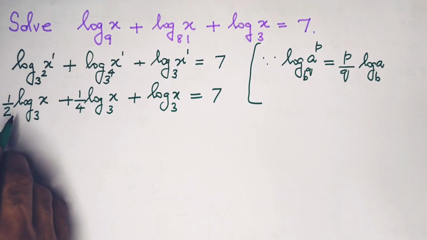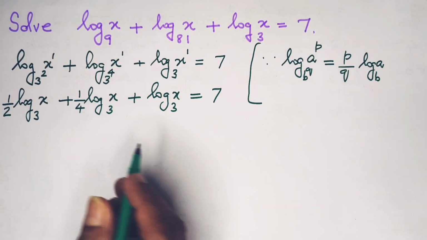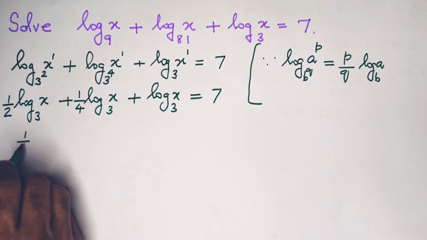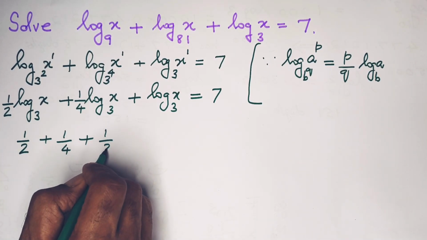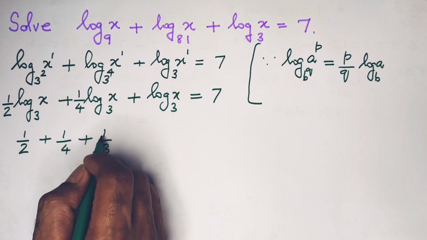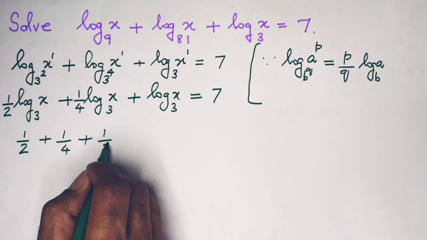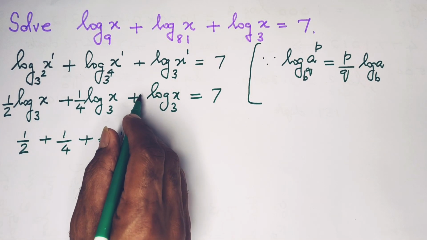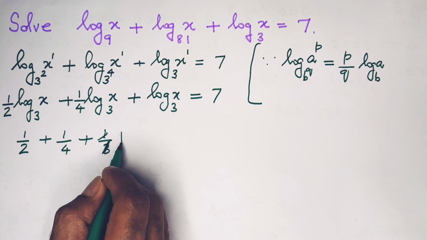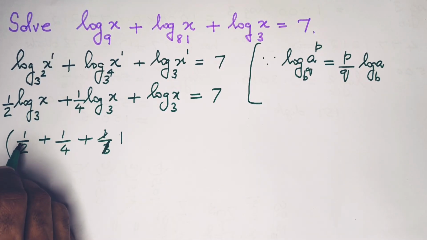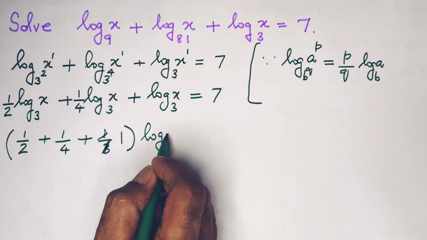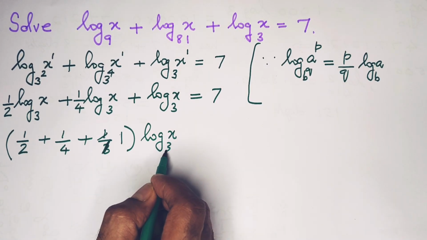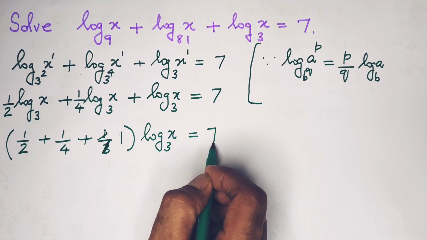Now you can see log x to the base 3 being common. Let me factor it out. So inside you will have 1 over 2 plus 1 over 4 plus 1 over 3. Sorry, I made a mistake here. This will be just 1. There is no 1 by 3. The coefficient is 1 here. So let me write 1 here. So you have 1 over 2 plus 1 over 4 plus 1, multiplied by log x to the base 3, which is the common factor, equals 7.